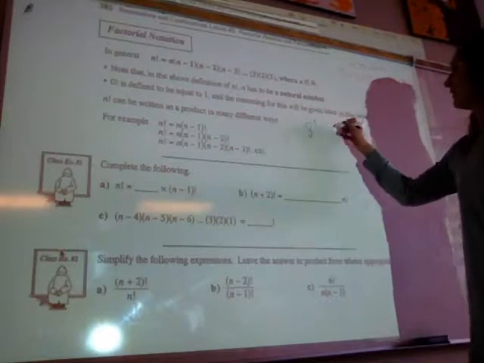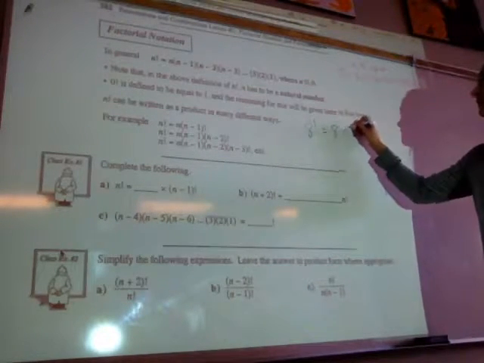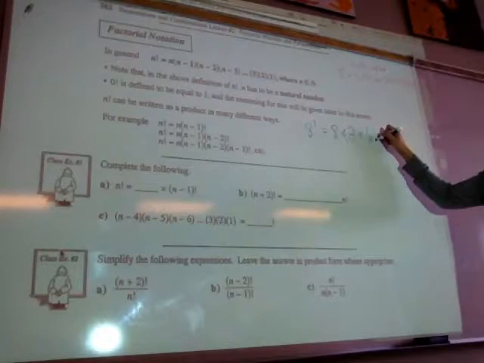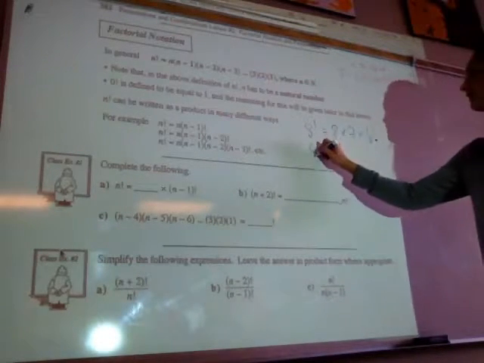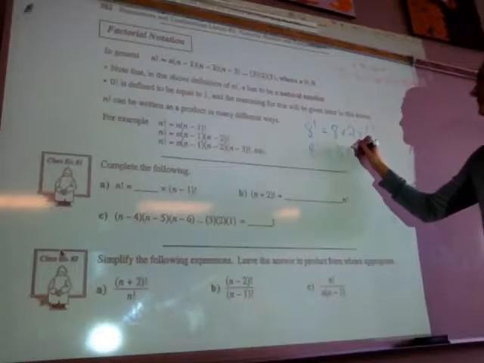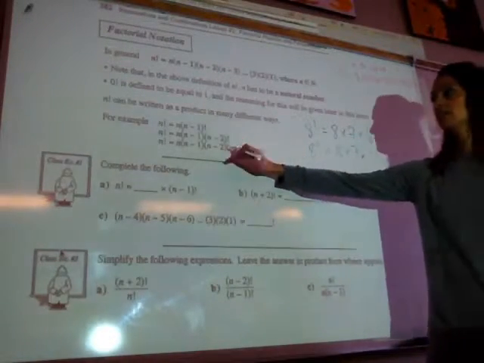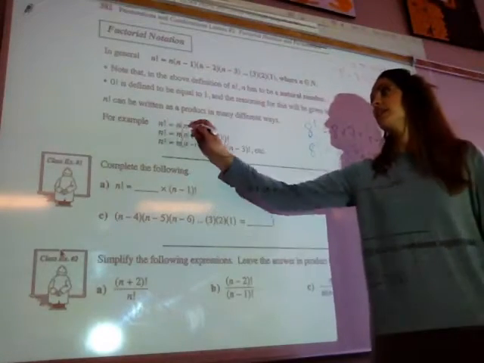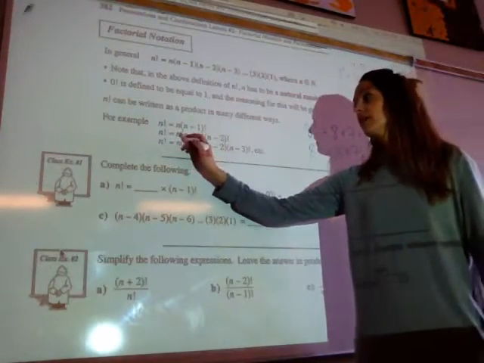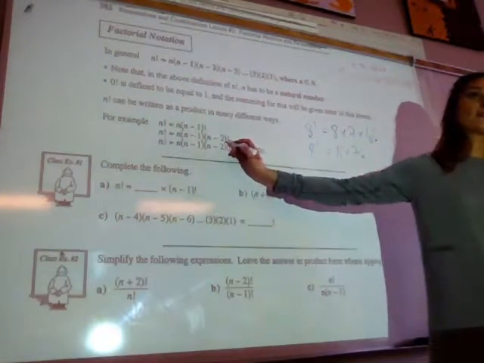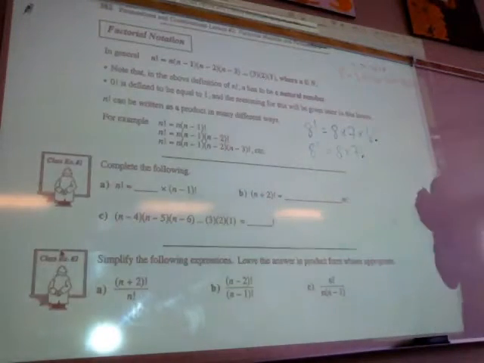8 factorial can equal 8 times 7 times 6 factorial, right? Or it can equal 8 times 7 factorial. So that's just exactly what this is saying here. If this was 8 factorial, we have 8 times 7 factorial, or 8 times 7 times 6 factorial. It's just using variables instead.